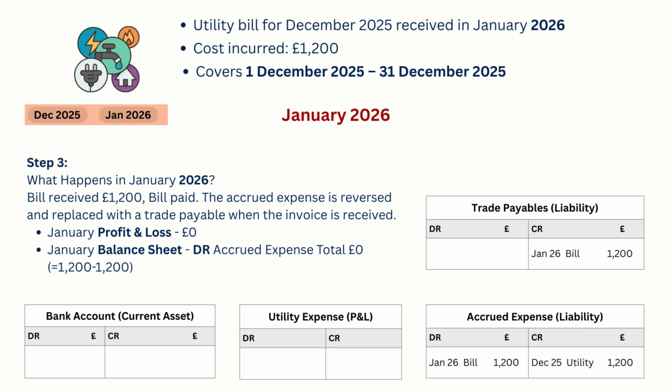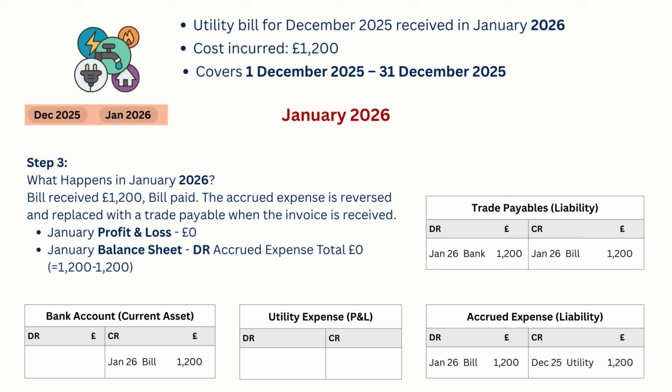In January, when the supplier invoice arrives, we now have an official document. There is no profit and loss impact in January 2026 because the expense was already recognised in December. Instead, we reverse the accrual and replace it with a normal supplier balance in trade payables. Journal, when the invoice is received, debit accrued expense £1,200. This removes the accrual liability and credit trade payables £1,200. It moves the liability from accrued expense to trade payables. January P&L impact is £0.